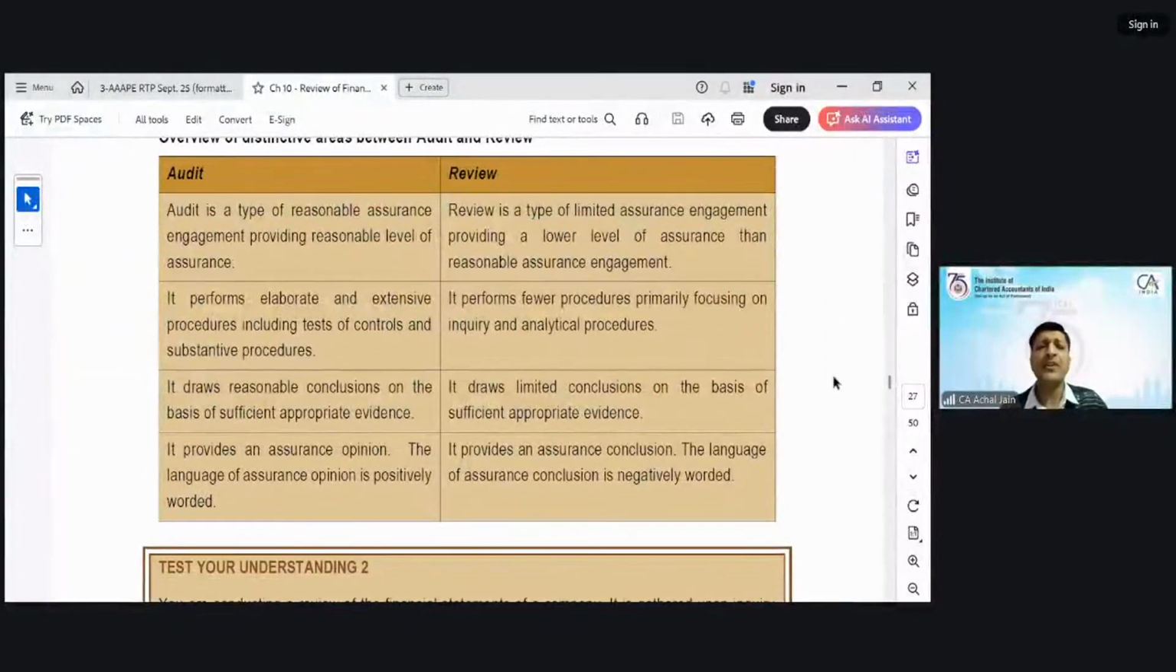Now, typically, what are the differences between audit and review? Though we have talked about it, let's look at it again, because this, I would say, is an important part. And this is important for your understanding of review as well, because that's how you differentiate. So when it comes to an audit, it's about the reasonable assurance, which is a higher level of assurance as compared to review. In case of an audit, what do you do? You will perform elaborate, extensive procedures, including the test of control, substantive procedures, which you will not do in case of review. So review is largely about inquiries, analytical procedures.